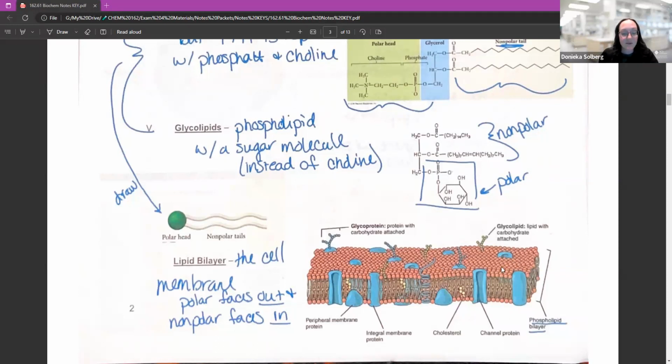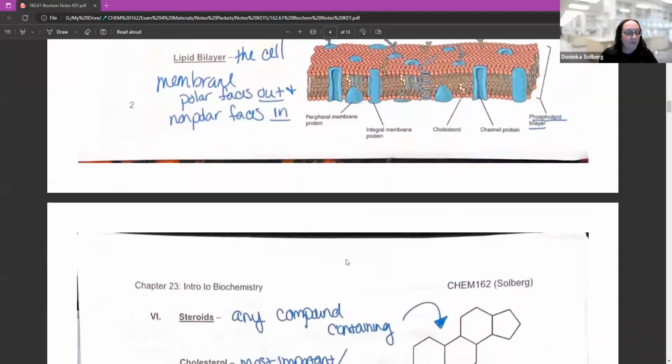Okay, so this is the phospholipid bilayer, or lipid bilayer. It's the cell membrane, polar faces out, non-polar faces in. You'll notice there's also some glycolipids or glycoproteins here because they have that non-polar and polar side as well.